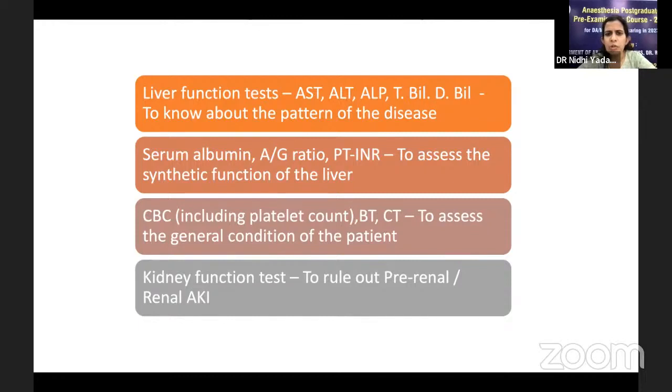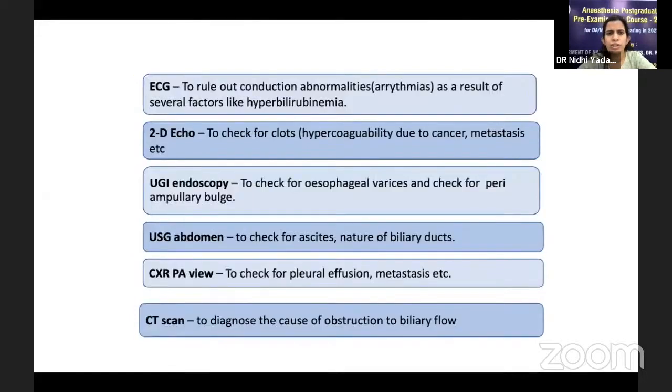Complete blood count, including platelet count, bleeding time, clotting time to assess the general condition of the patient. Kidney function test to rule out pre-renal or renal acute kidney injury. ECG to rule out conduction abnormalities and arrhythmias as a result of several factors like hyperbilirubinemia. 2D echo can be done to check for clots, hypercoagulability due to cancer, metastasis, etc.